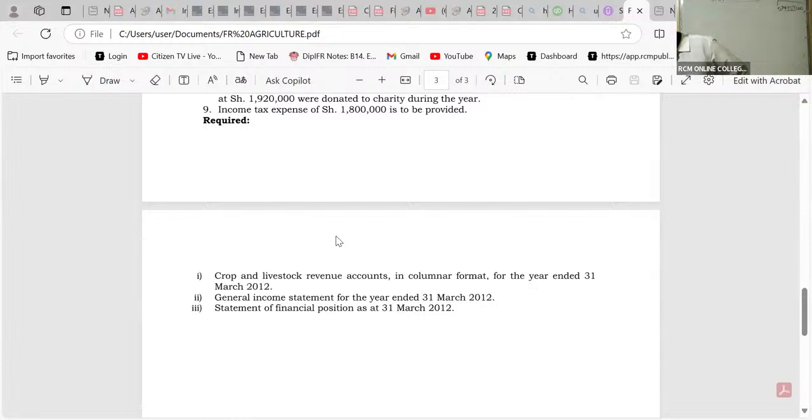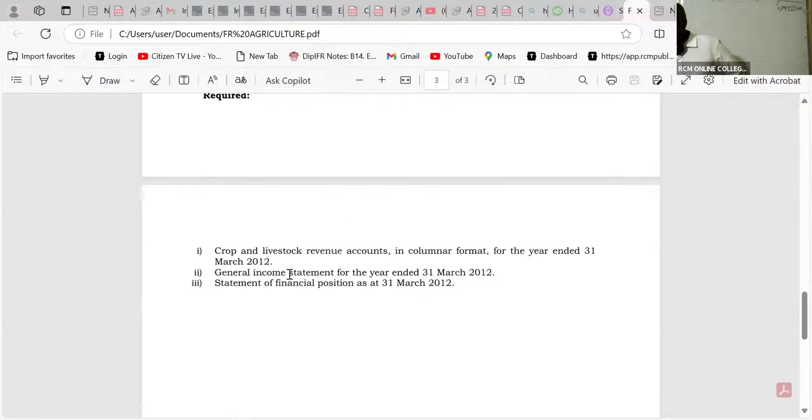We are required to do a crop and livestock revenue account in columnar format for the year ended 31st March 2012. So this is an examiner who is wishing me success. Why am I saying he's wishing me success, ladies and gentlemen? Because I will be able to get all the marks without knowing even what I'm doing. I mean, this is straightforward. Failing in financial reporting is simply a student who wants to fail. If you're a keen student, you should be able to get all these marks.